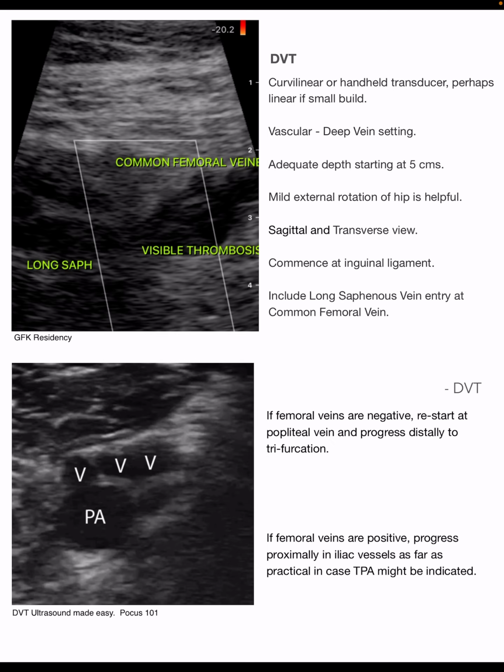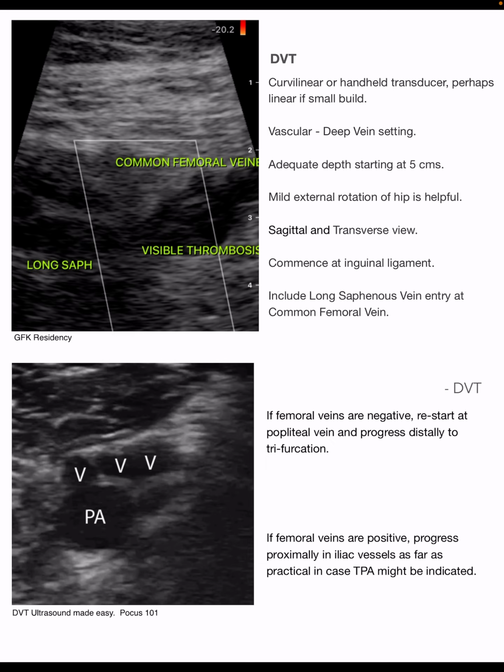The entry of the long saphenous vein, although it is part of the superficial system, into the common femoral vein should be noted. Thrombosis in the long saphenous vein may well extend into the common femoral.